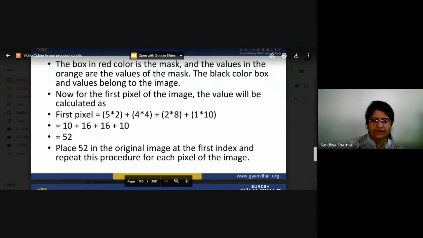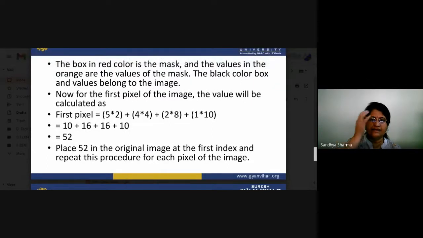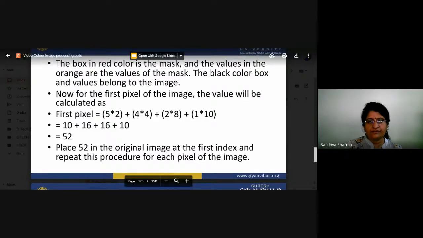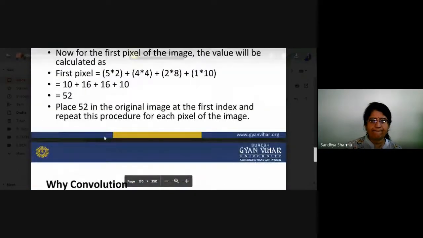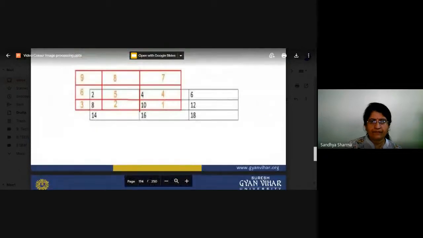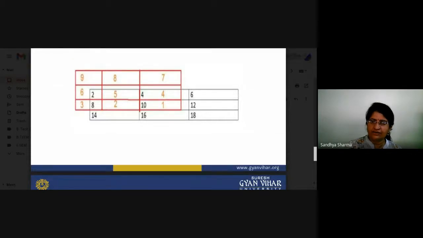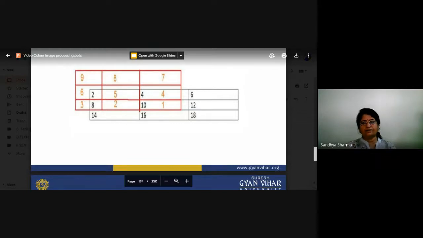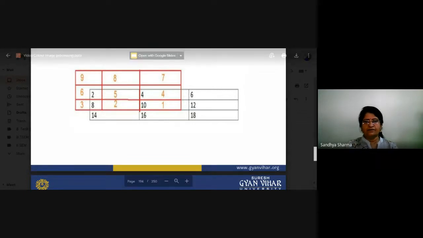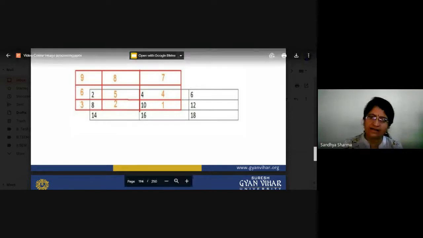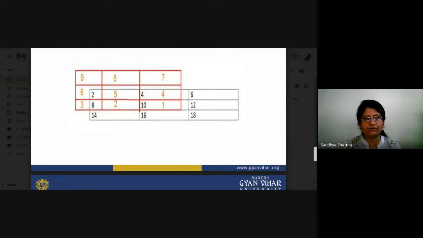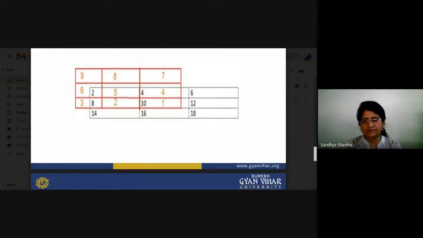Place 52 in the original image at the first index and repeat this procedure for each pixel of the image. This is the original value. You put the mask on value 1, then shift here, then shift here, multiply the overlapping part, add it, and replace that particular value for that particular point. This is the method of masking, the convolution method.